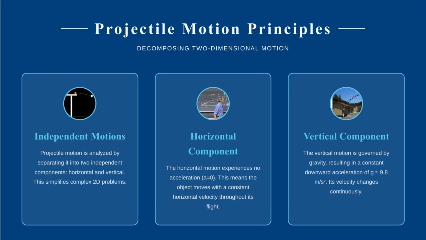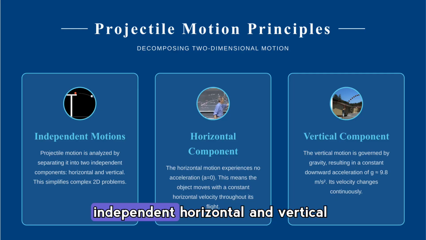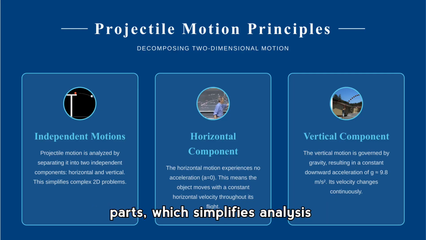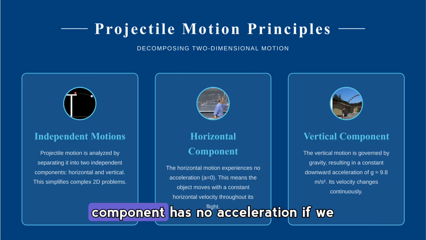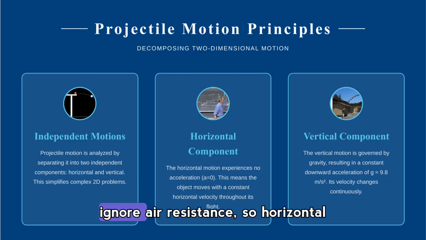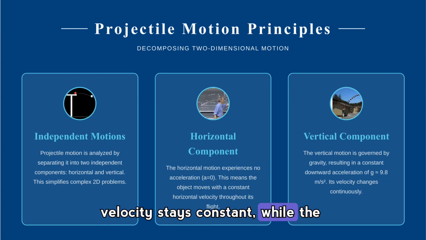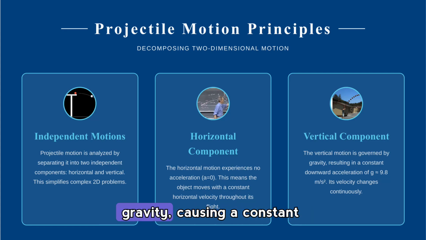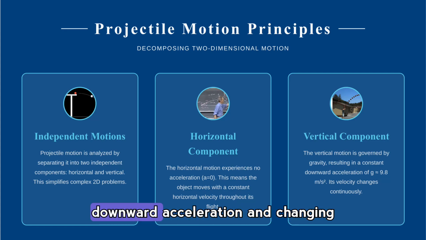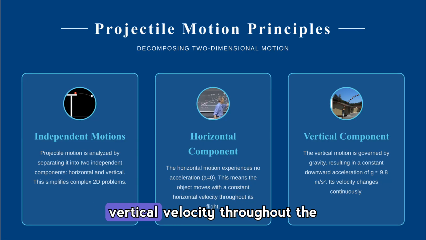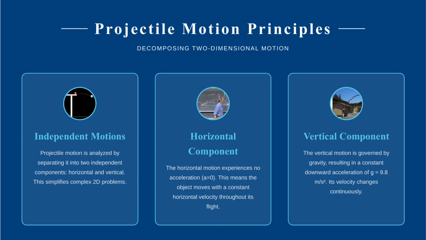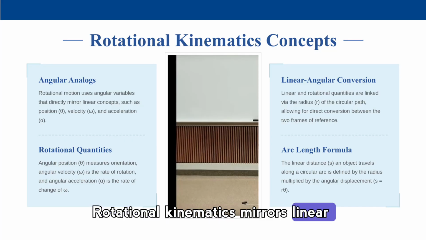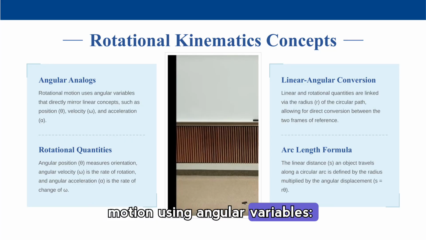Projectile motion breaks two-dimensional motion into independent horizontal and vertical parts, which simplifies analysis significantly. The horizontal component has no acceleration if we ignore air resistance, so horizontal velocity stays constant, while the vertical component is governed by gravity, causing a constant downward acceleration and changing vertical velocity throughout the flight, as illustrated by the trajectory image.